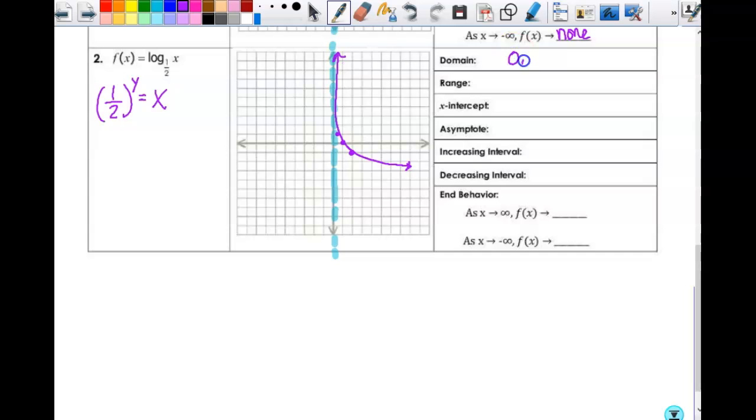So my domain, again, is from 0 to infinity. My range, again, -infinity to infinity. My x-intercept, again, 1, 0, because I haven't transformed anything. Asymptote, x equals 0. Am I increasing or decreasing? Decreasing. So this is none, and this is from 0 to infinity. As x approaches infinity, what does f of x approach? -infinity. And does x approach -infinity? Nope. This is none.